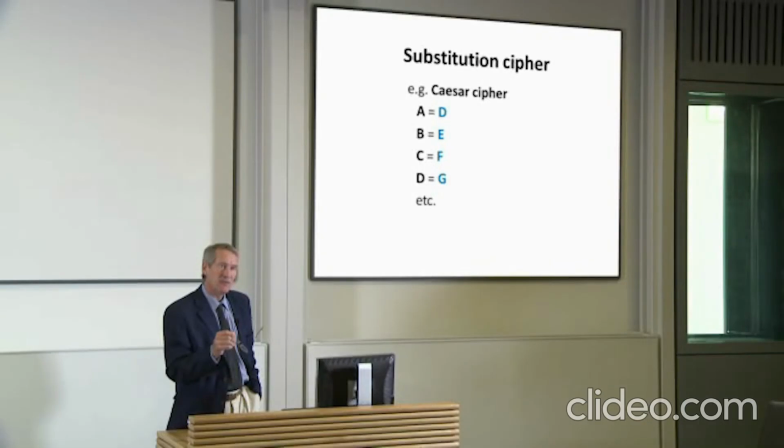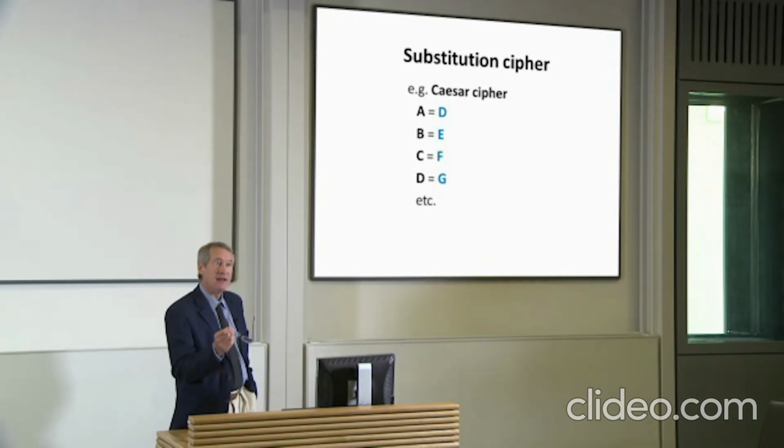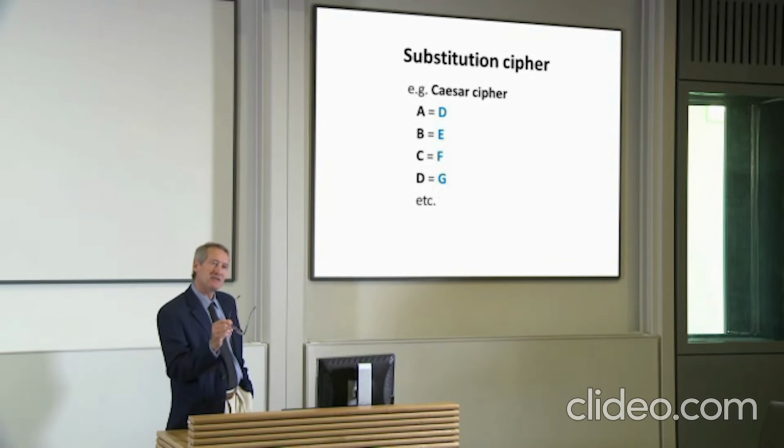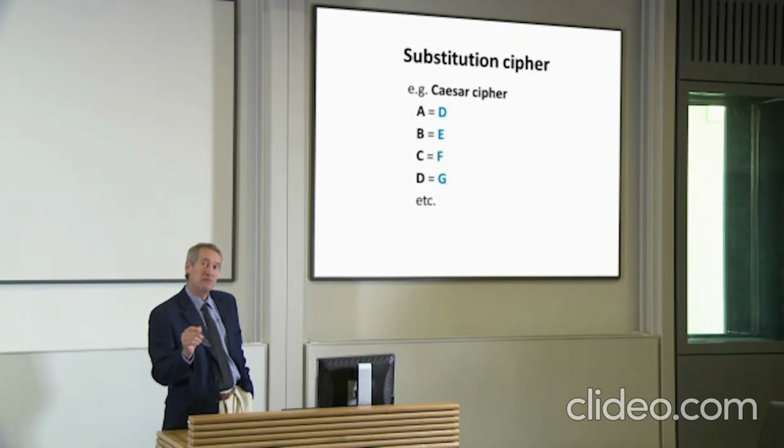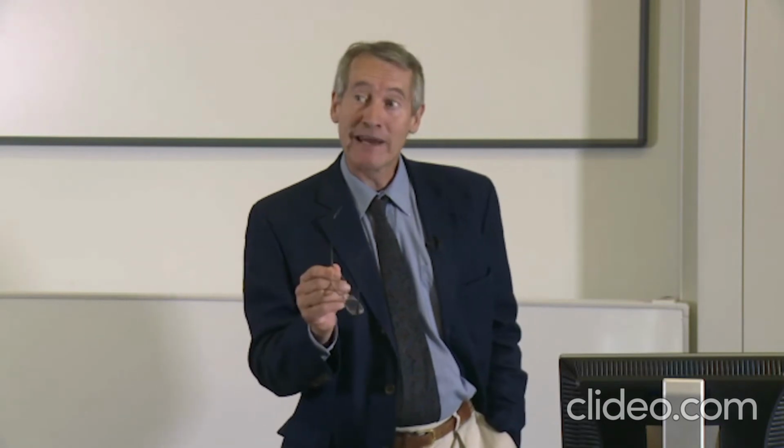Now, every substitution cipher uses a key. The key is the component which tells you what you need to do to create the code. For example, in the case of the Caesar cipher, it tells you how many spaces the letter has been moved along. If you want to have a more secure code, you can regularly change the key that is used.